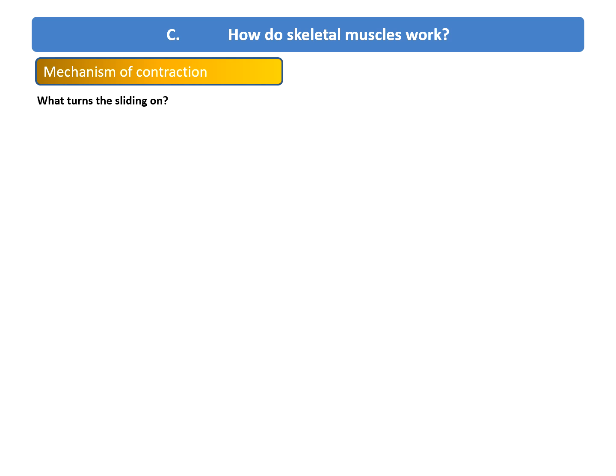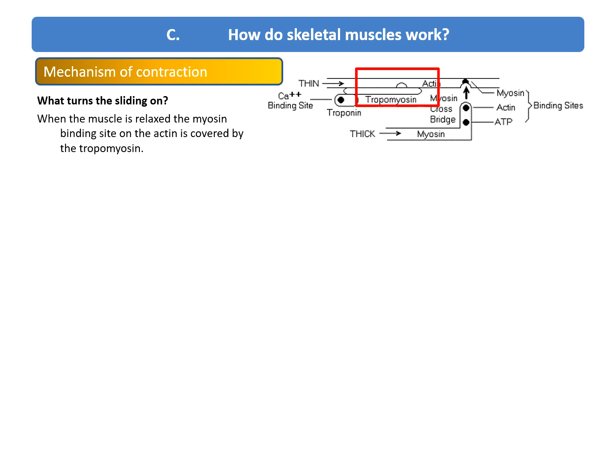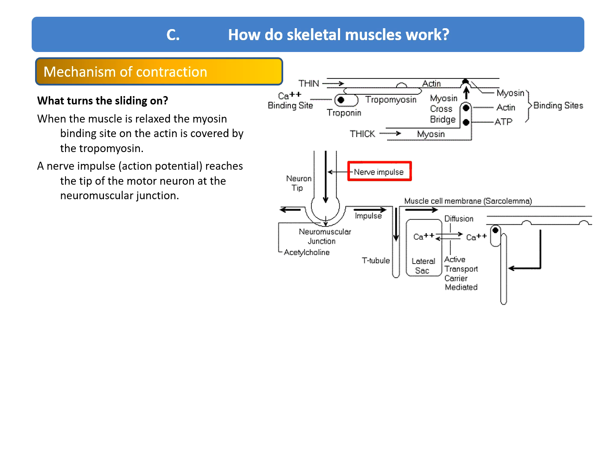What turns the sliding on? When a muscle is relaxed, the myosin binding site on the actin is covered by the tropomyosin. The nerve impulse, also called an action potential, travels down the neuron and reaches the tip and releases a neurotransmitter at the neuromuscular junction. The neurotransmitter is acetylcholine.